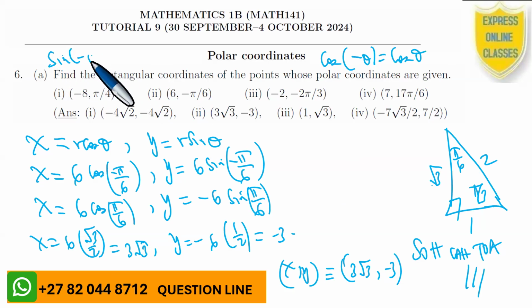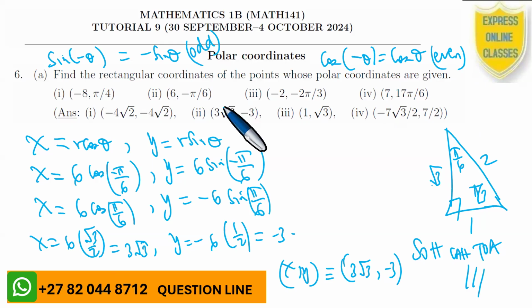But for the sine, sine of minus theta is minus sine theta. Because of this, the cosine is even and the sine is odd. It's an odd function because of that property.